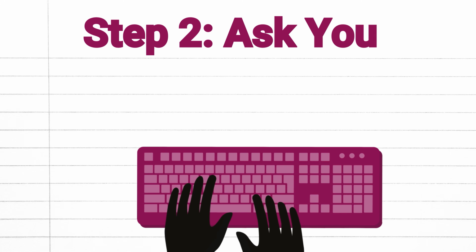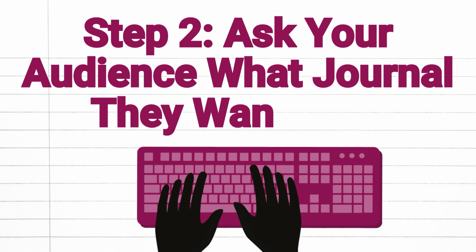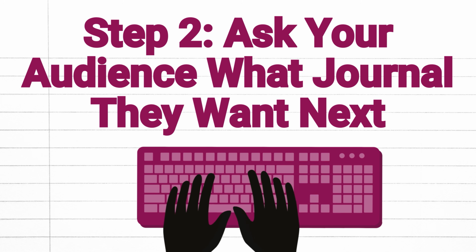Step number 2 for starting your own journal business without using Amazon KDP. Now, ask your book readers what journal they want next. I call this the purpose profit formula. And what this formula does is it asks our current audience what they want to buy before we create anything.